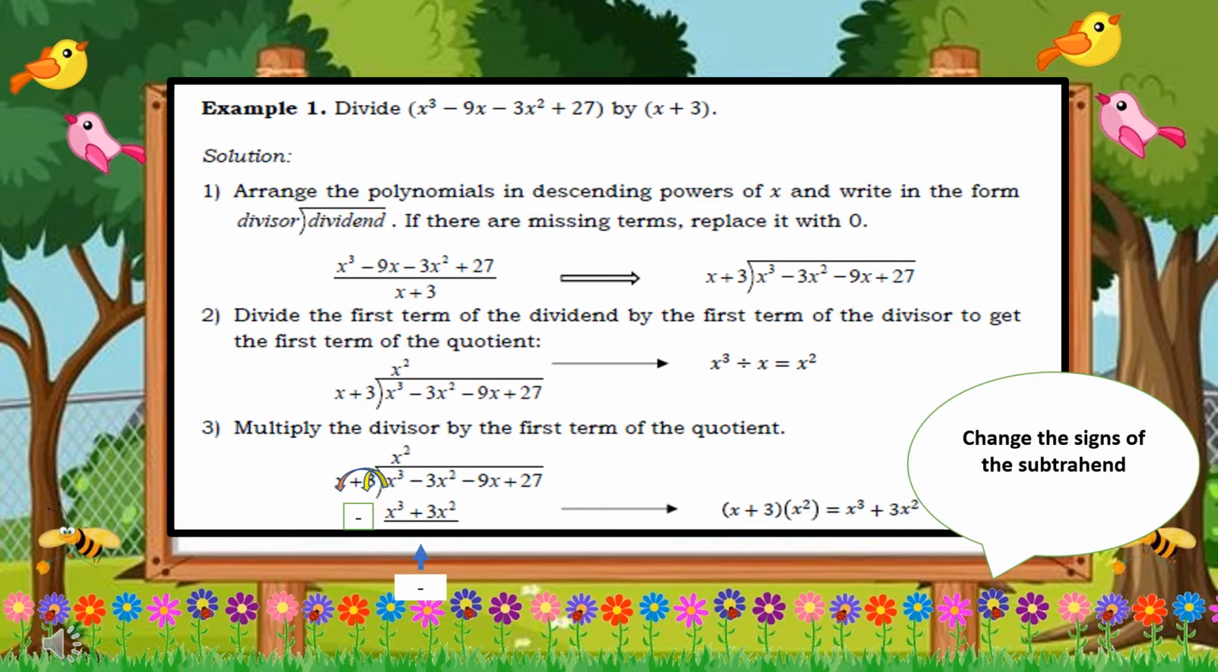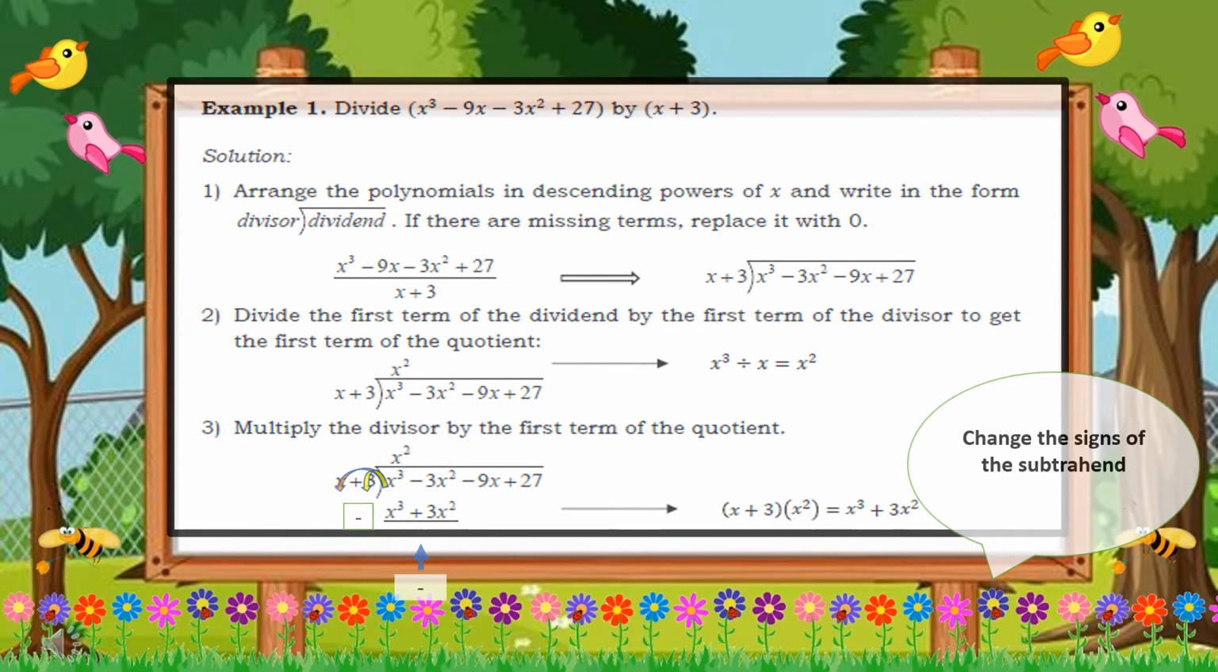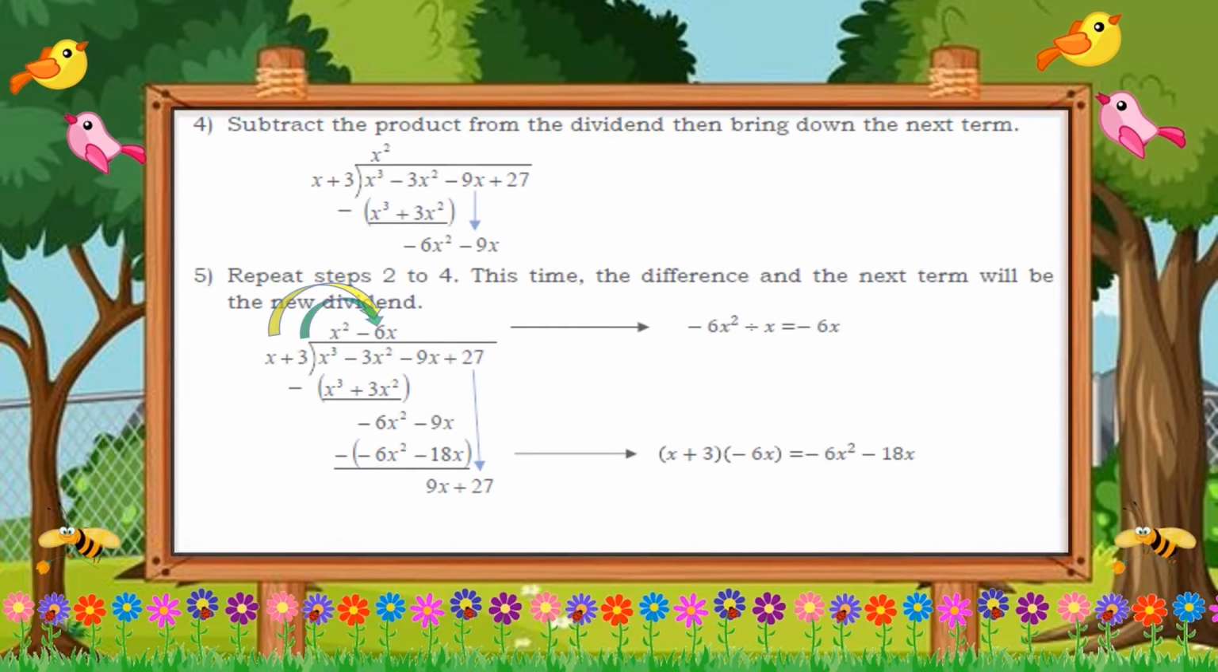The third step is we're going to multiply the divisor by the first term of the quotient. So x squared times x will give you x cubed. X squared times 3 will give you positive 3x squared. And then we're going to subtract. The next thing we do is subtract the product from the dividend, then bring down the next term.